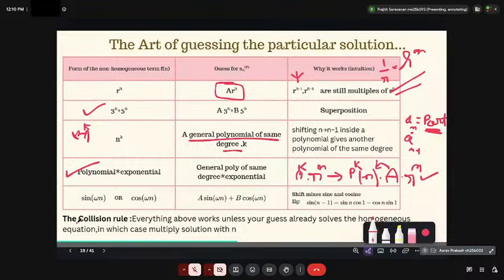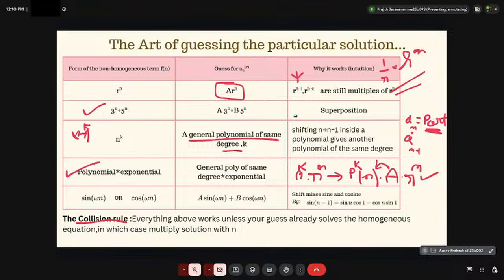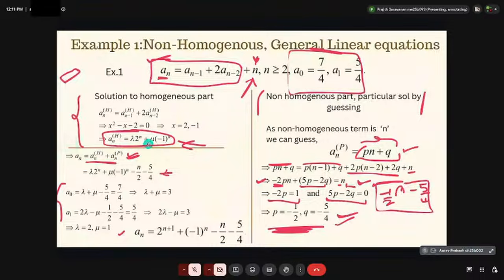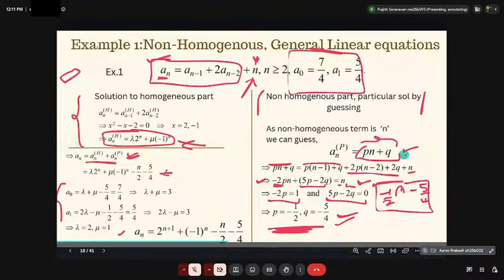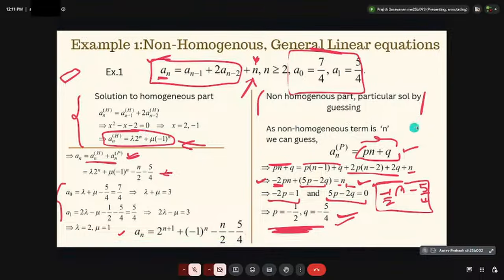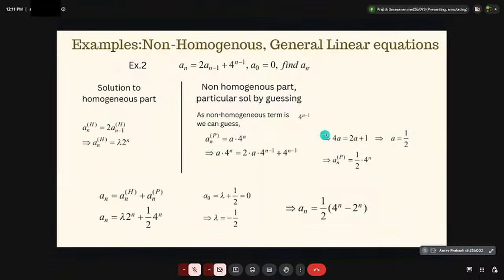Next, we'll go to the collision rule. The collision rule is a very important rule. We'll go through it in the solution. It basically happens when your guess for your non-homogeneous part, your guess of your particular solution, is actually contained already in your homogeneous solution. Here, if you see, we have 2 power n and minus 1 power n. Here, your guess was Pn plus Q. It is not even remotely related to these. So here, it is not an issue. We'll see an example for that.